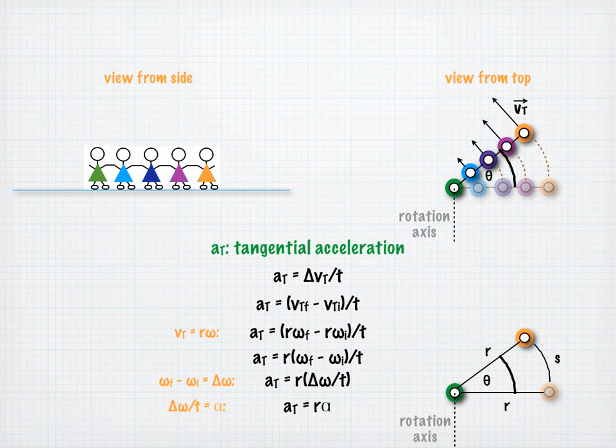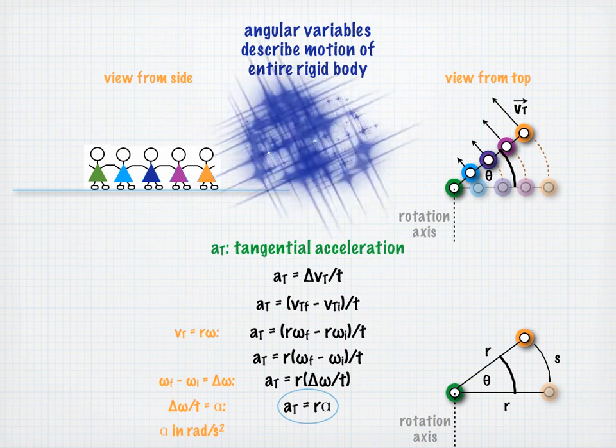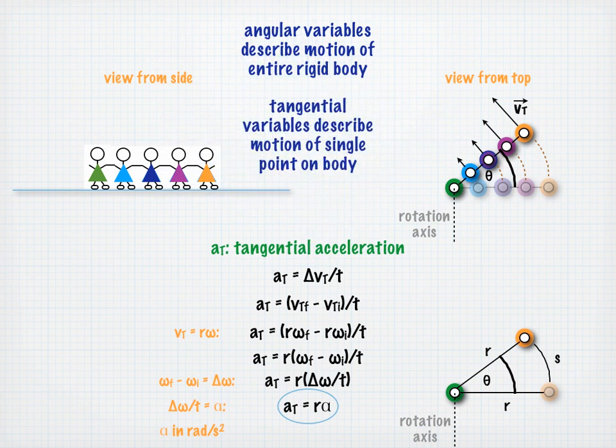So now we've found a way to relate the tangential acceleration to the distance from the rotation axis and to the angular acceleration when angular acceleration is in radians per second squared. So tangential variables are directly related to angular variables. The difference is that the angular variables describe the motion of an entire rigid body, and the tangential variables describe the motion of a single point on the body.